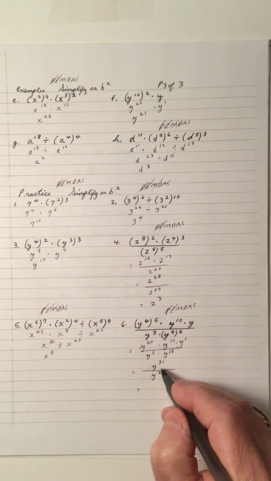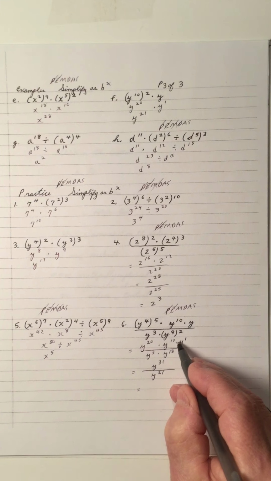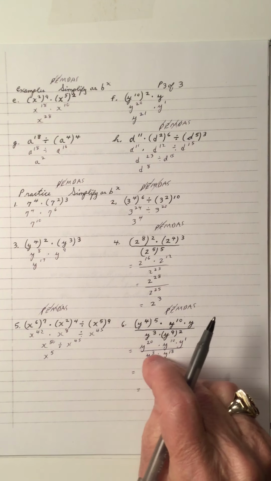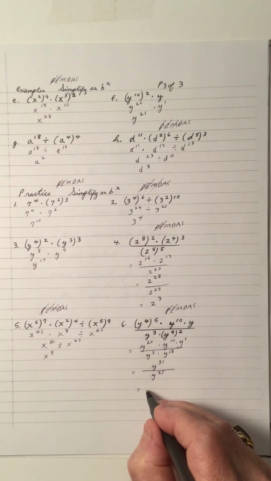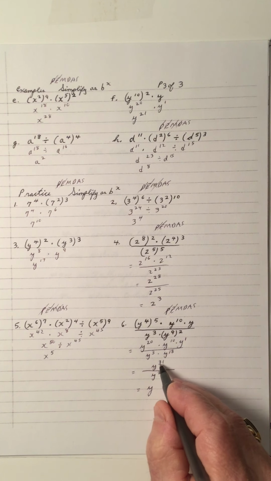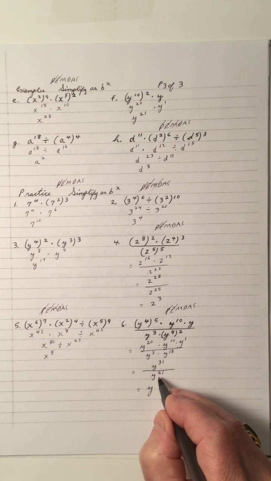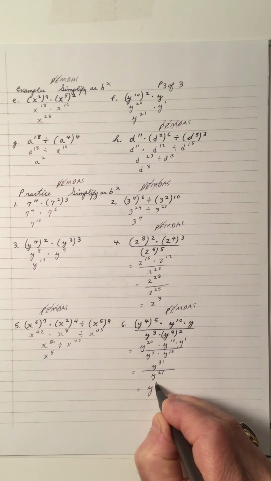So we got the exponents done. We have the multiplication division. We got the multiplication done on the top, multiplication on the bottom. Now we're going to do the division of these two. So the base is y, and because we divide, we subtract. 31 subtract 21 is 10.